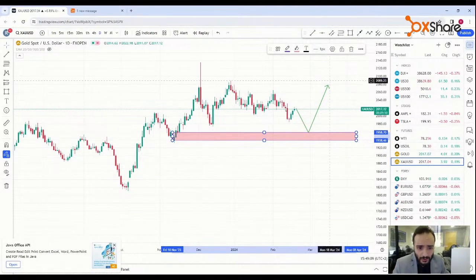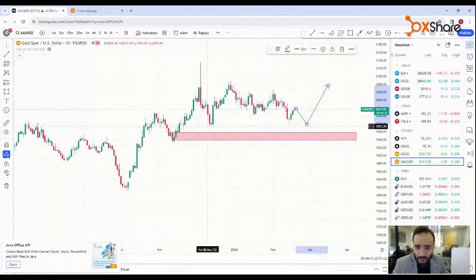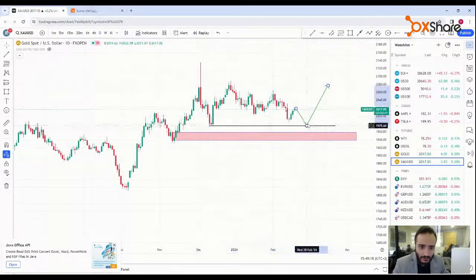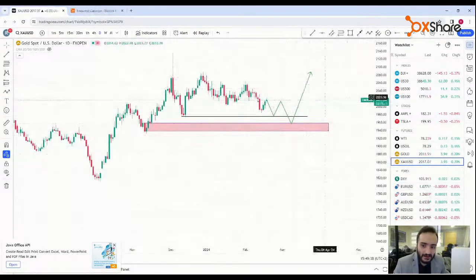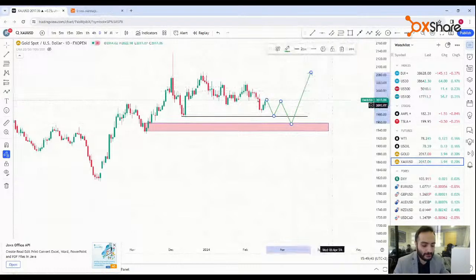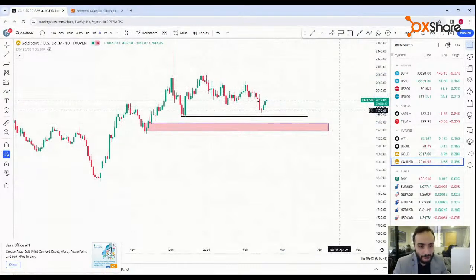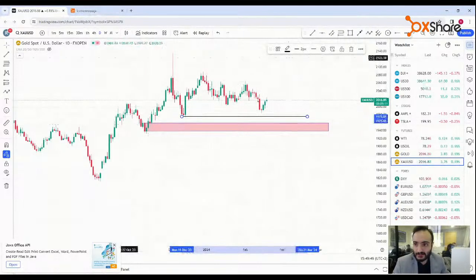Maybe the gold will form relative equal lows at this point, create some liquidity in the market, and then push to the downside. So we can see a move like this, enticing traders to buy at these points, targeting these highs, a bit of consolidation, then liquidating these traders, and then we push to the upside to these levels. And I think we're going to stay in these ranges until a much clearer picture is drawn regarding the geopolitical events that are happening around the world. So this is for the gold.